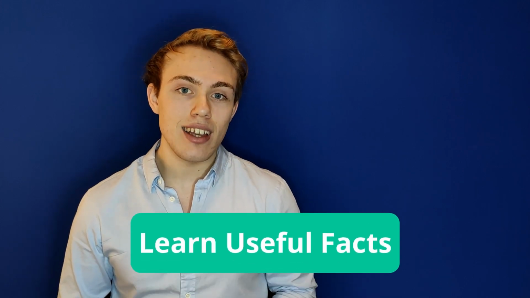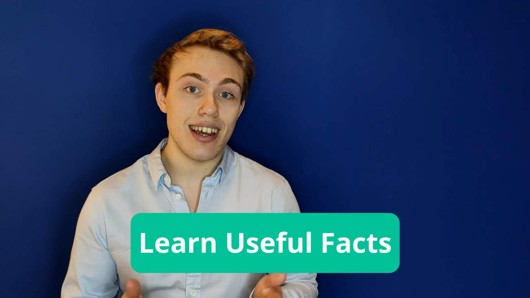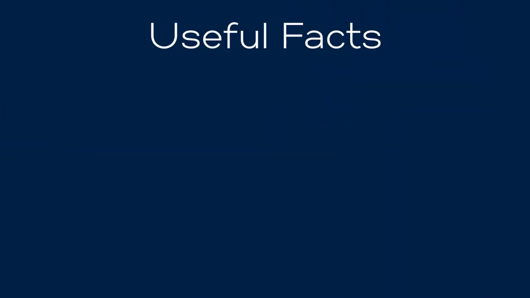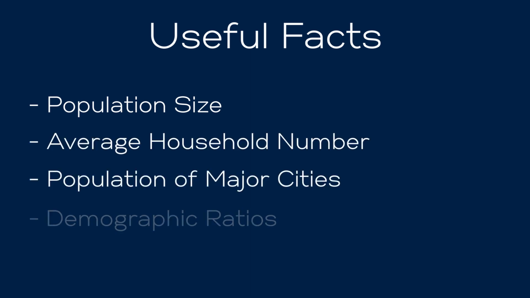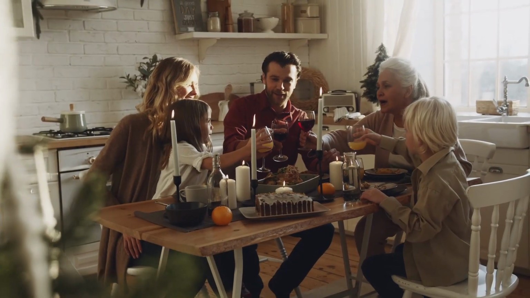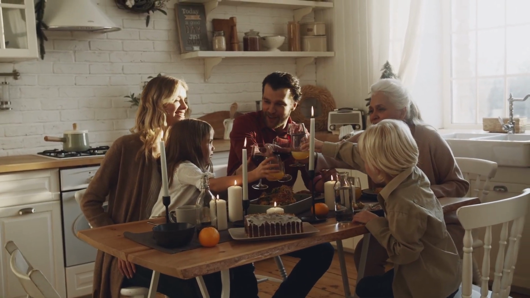So now we know what market sizing is, we can get on to our first point, and this is learn some useful facts. Like I said earlier, you don't get any data in a market sizing question, so it's incredibly useful to learn some general facts that can be applicable in a wide variety of different questions, and I'll take you through some ones to learn now. The facts I think you should memorise are population size, average household number, population of major cities, and demographic ratios. And by this I mean what proportion of a population lie in certain age groups, and this can be really helpful as you'll see later in this video.